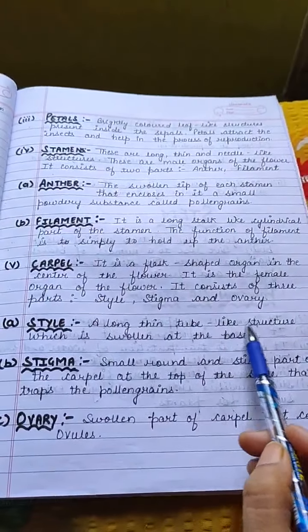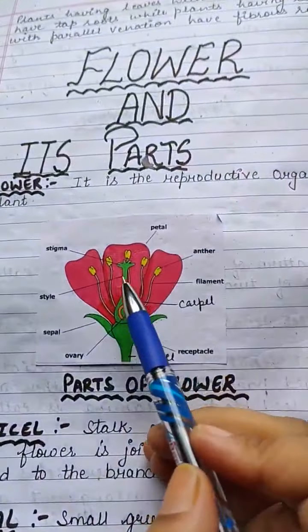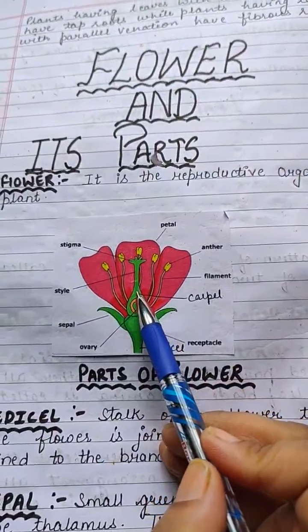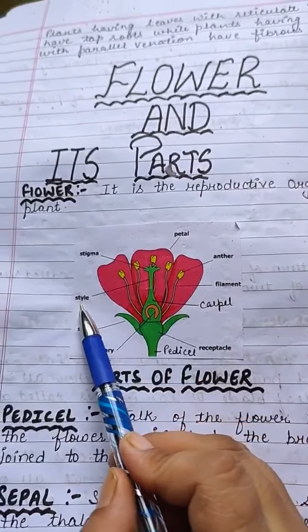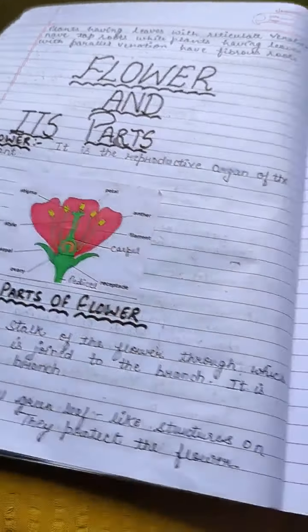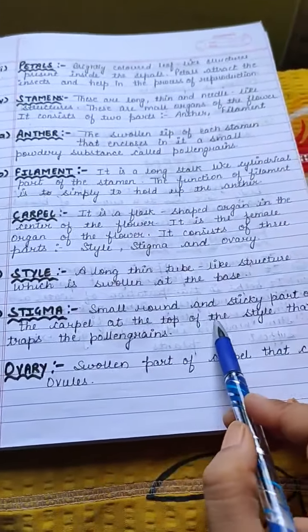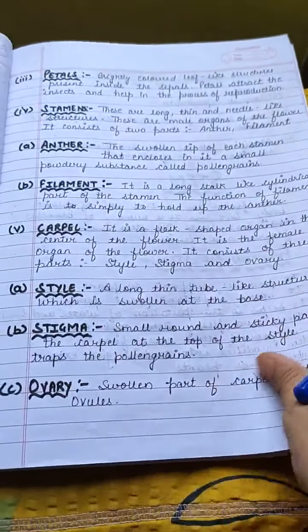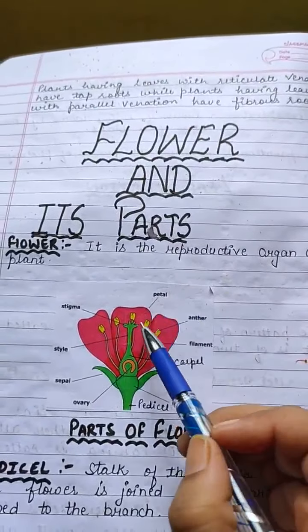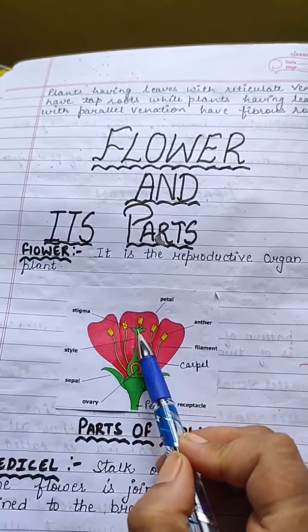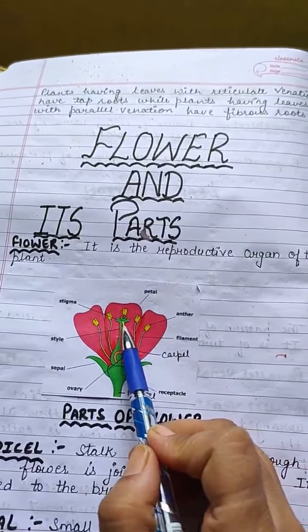A long thin tube-like structure which is swollen at the base is known as style. So this long and thin structure which is swollen at the base is known as style. Next is stigma. Small, round and sticky part of the carpel at the top of the style that traps the pollen grains. This is stigma, the small round and sticky part of the carpel, and it is present at the top.